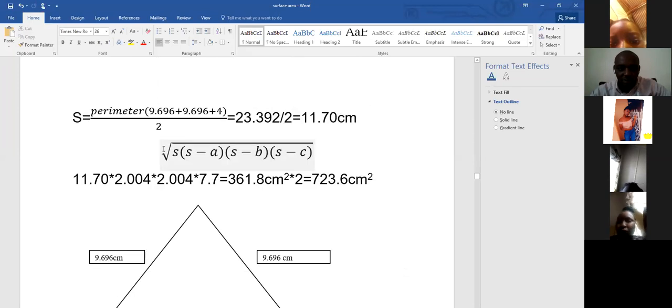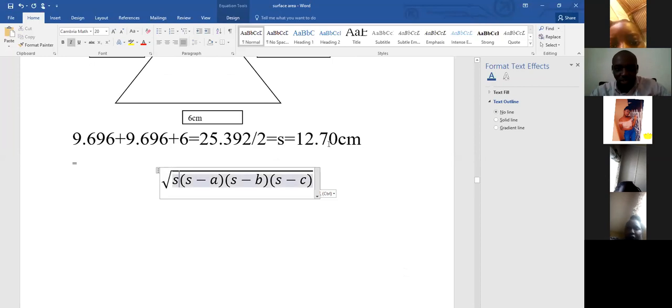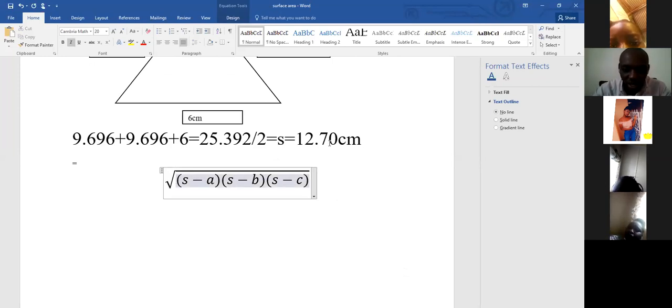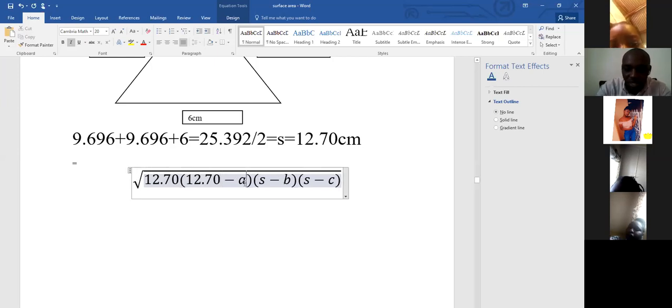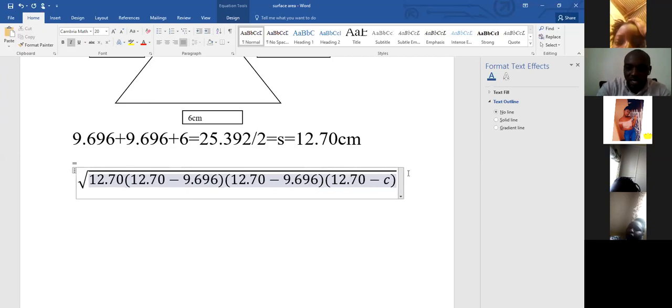So we apply this formula here. This formula, if you copy it, I don't know why. Yes, this formula here. So S is 12.70. So I replace it here, 12.70. So this one is 12.70 minus A is now going to be 9.696. S still 12.70 minus this 9.696, and here we have 12.70 minus C, which is now going to be 6.